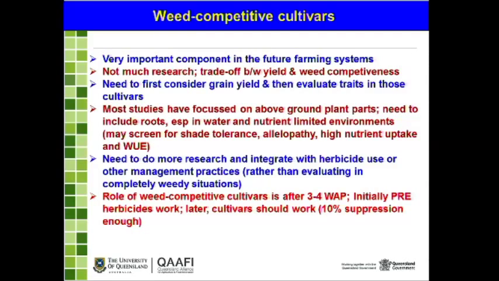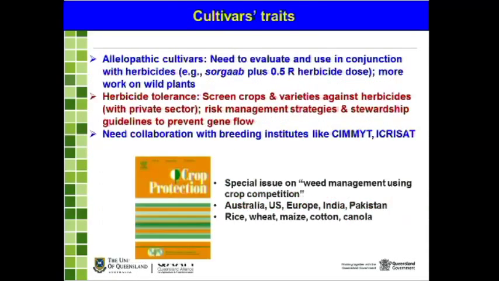So that's why, to me, the role of weed competitive varieties is not at the start. It's mainly after around 3 to 4 weeks after planting. Initially, you're assuming you have pre-emergence herbicides that work very well. Later on, they lose their efficiency, and then there should be a role for that cultivar. And to me, even if they are providing 10% suppression, I'm more than happy. You don't expect 100% from one component. So we need to bring these different components together, even if each provides only 10%.